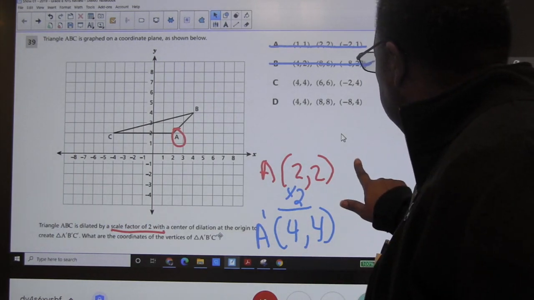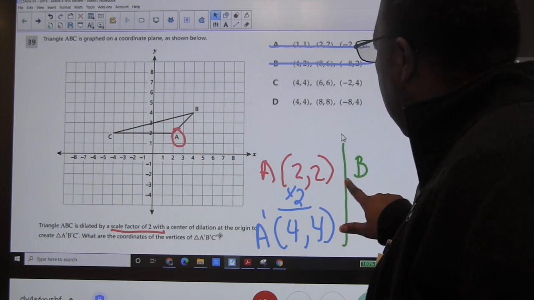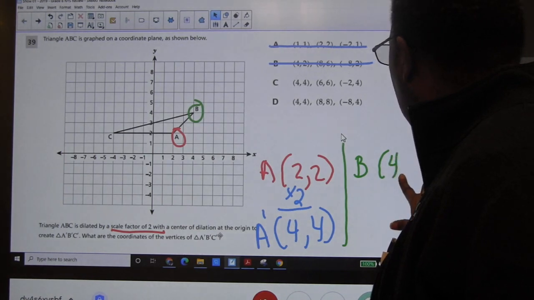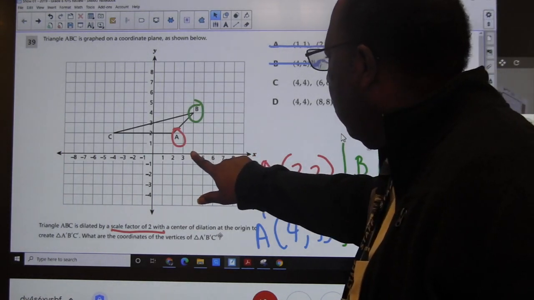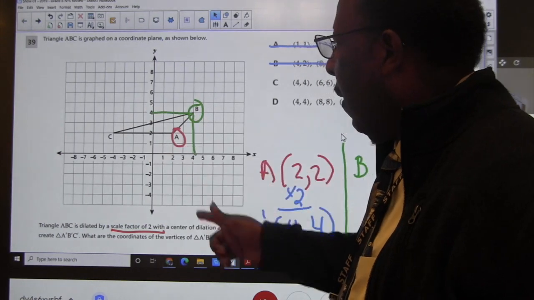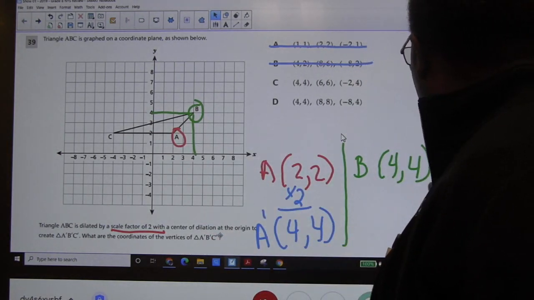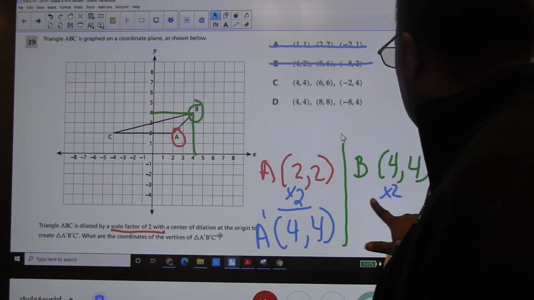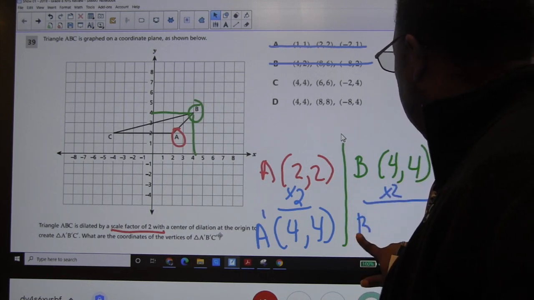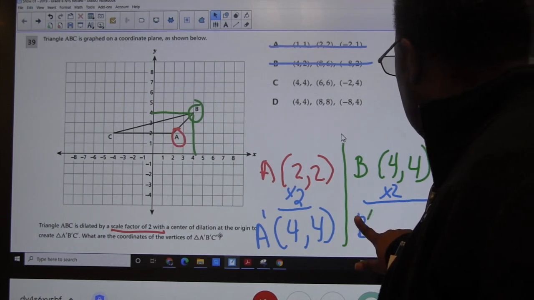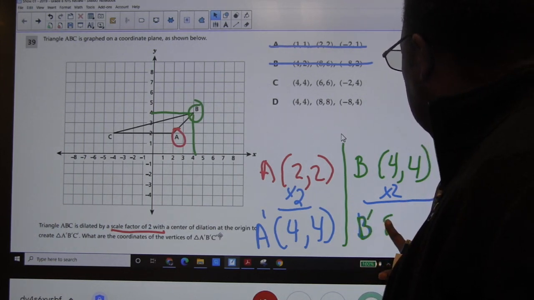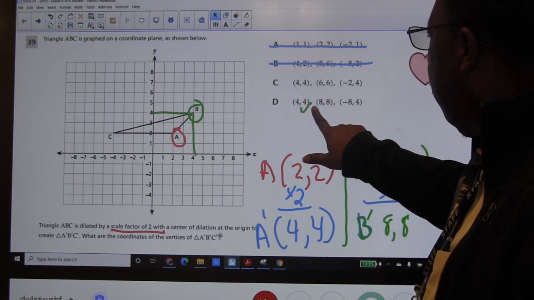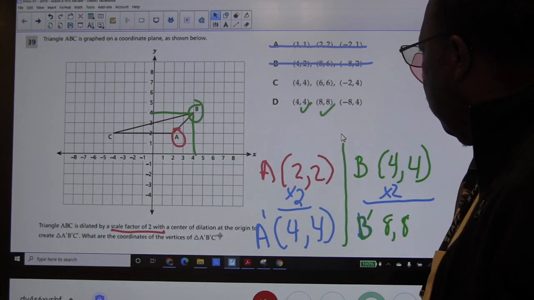I got vertex B, it's up here. That point is 4, 4. They're easy to read because you just go up and over, so it's the same number. So 4, 4. And I'm going to multiply that by 2, the scale factor. So this will give me point B prime, which will be 8, 8. Well, this one has 8, 8, and 4, 4, so it looks like the answer is D.